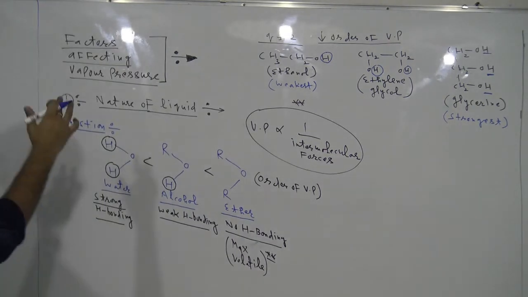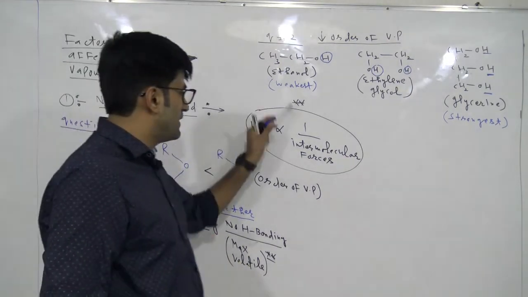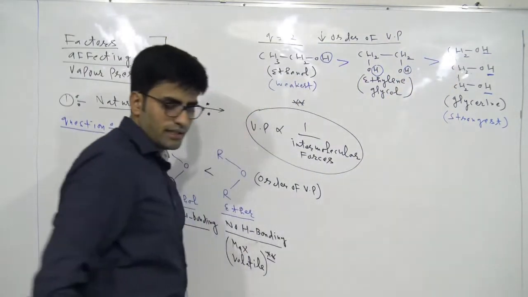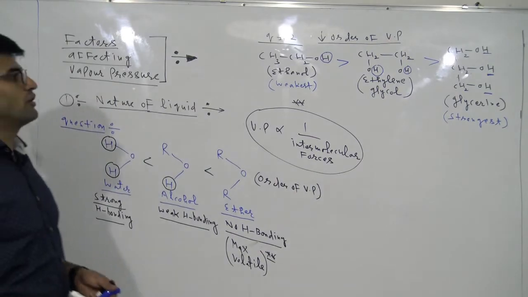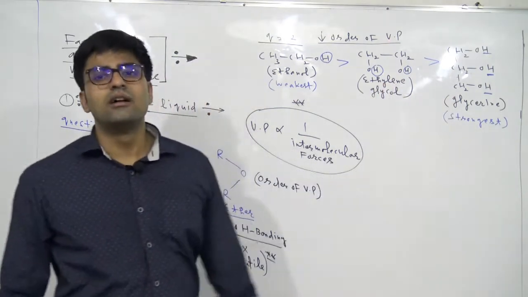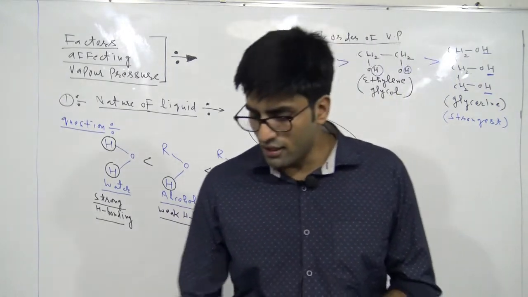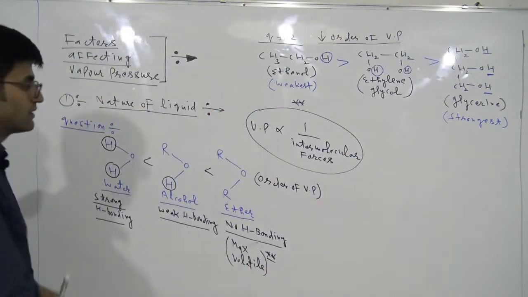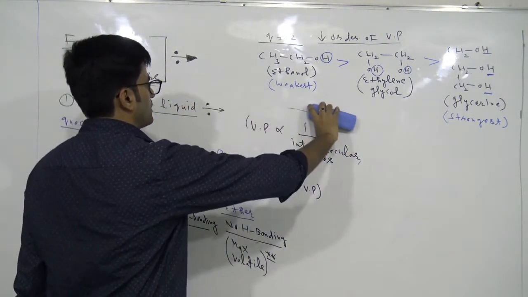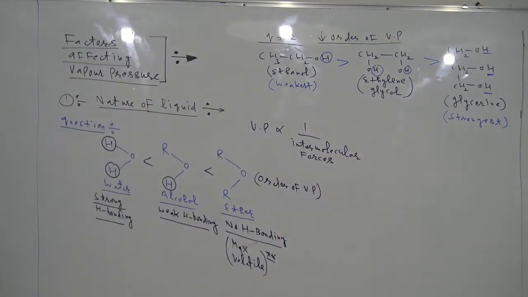So if I ask you the correct order of vapor pressure, since here it is weakest, vapor pressure will be maximum. So first this and then this. This is the correct order of vapor pressure. Ethanol will have maximum vapor pressure, and glycerine will have least vapor pressure. Yes or no? Clear, guys? I hope this concept is clear to you, that vapor pressure is inversely proportional to intermolecular forces. Now I can explain one more concept with the help of this.